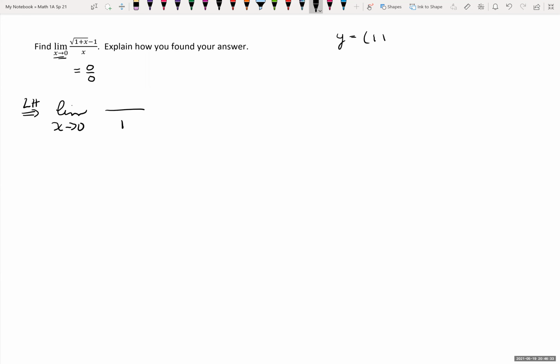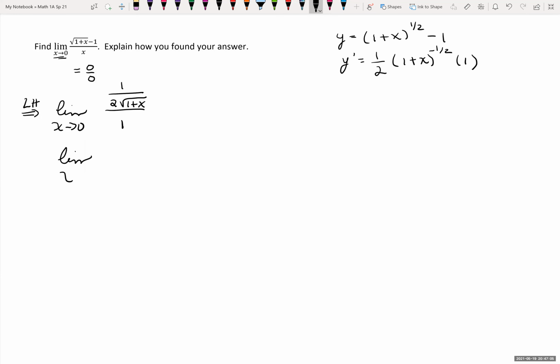Let's rewrite it as 1 plus x to the 1/2 power minus 1. So when we take the derivative of that, we need to use the chain rule: bring down our power, 1 plus x, subtract 1 from our power is negative 1/2, times the derivative of the inside. I know some of you are forgetting when you do the chain rule to take the derivative of the inside. So that's going to give me here 1 all over 2 square root of 1 plus x.